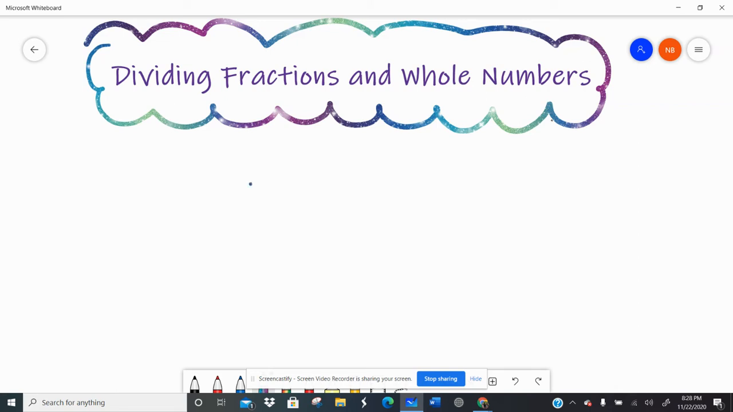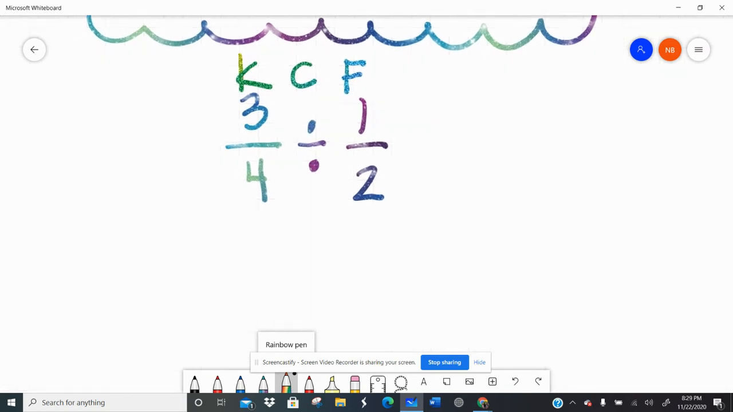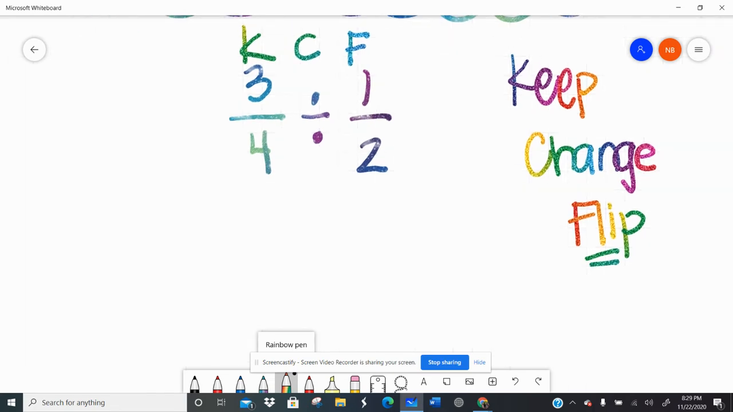So say I have 3/4 divided by 1/2. Well, when I divide fractions, I'm going to use a process called keep, change, flip, or KCF. Keep the first fraction, change division to multiplication, and flip, or take the reciprocal of the second fraction. So I rewrite the problem now with a fraction and a fraction, but I'm going to make it a multiplication problem. So I keep 3/4.